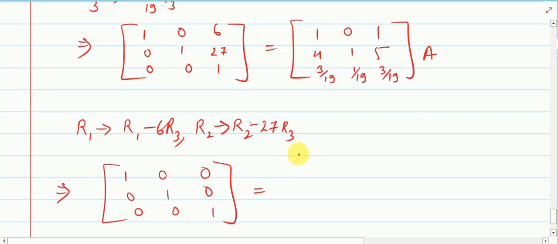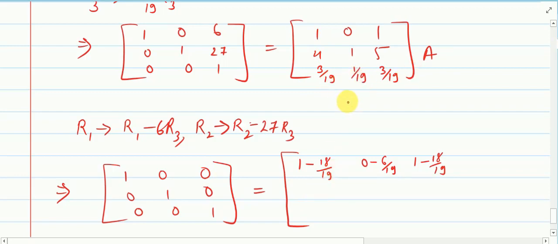So 1 minus 6 times this, yes, so it will be 18 by 19. This will be 0 minus 6 by 19. This will be 1 minus 18 by 19, because I am multiplying the third row by 6 then subtracting from the corresponding element of the first row. Okay, that's why. So when you multiply by 6, then it will become 18 by 19. So 1 minus 18 by 19.